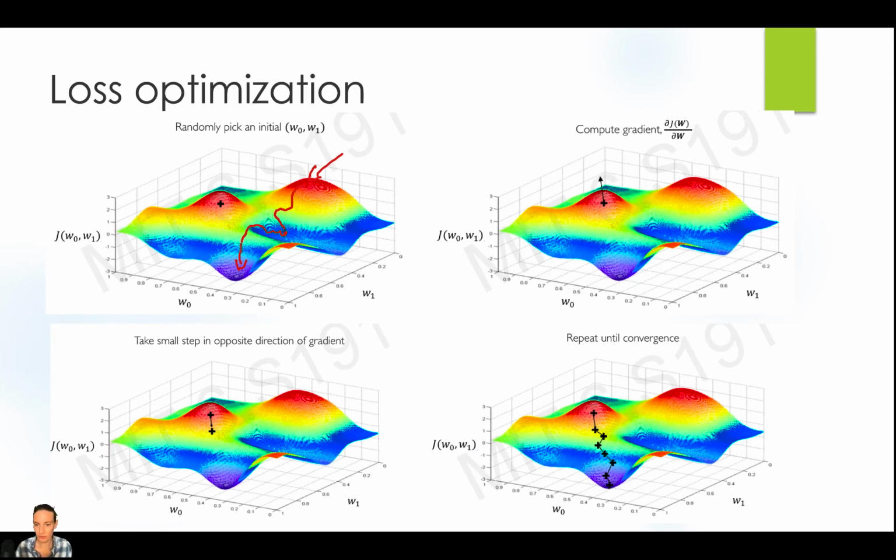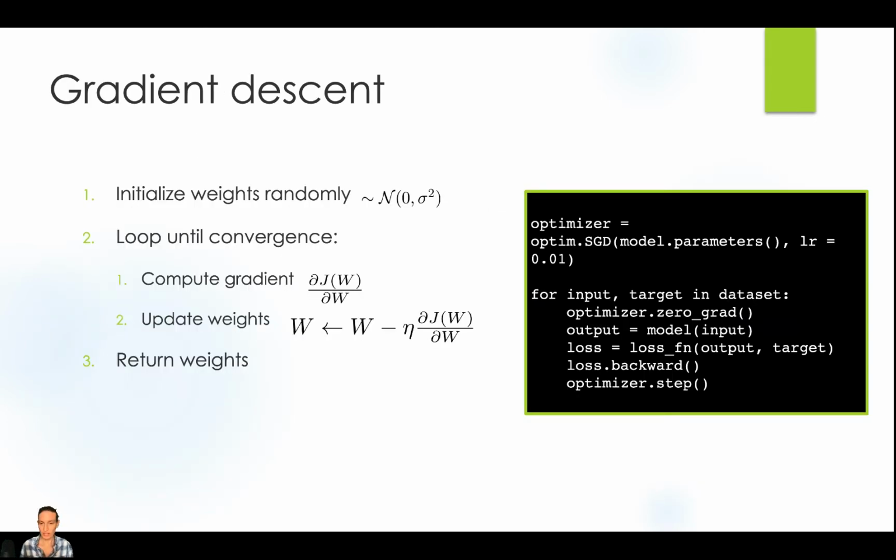Now we can use algorithms like gradient descent to slowly make small changes in the weights until our loss function is minimized. Gradient descent is the most basic algorithm. We'll see a few other options in a second, but let's start with gradient descent. In gradient descent, we start by initializing the weights randomly from a normal distribution. Then we loop the following until it converges to the best minimum. First, we compute the gradient. Remember that from last class?